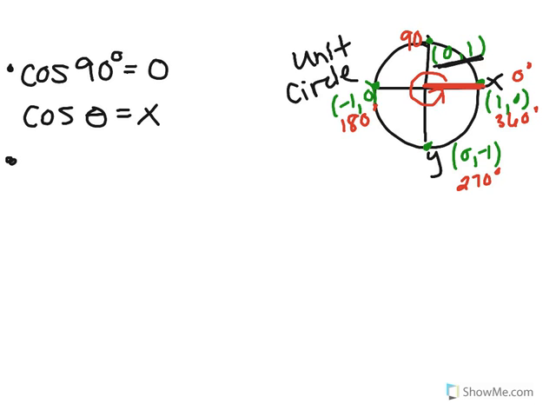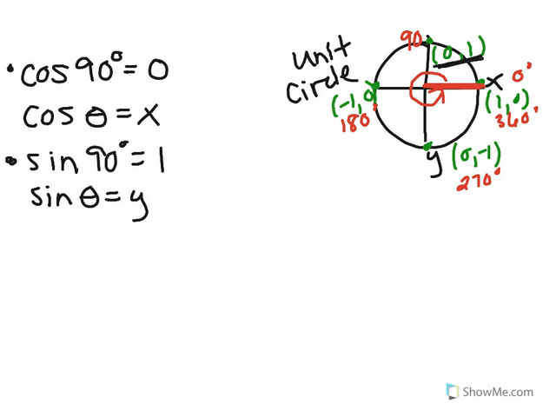So then how would I do the sine of 90 degrees? And the rule, again, for sine is the sine of any degree measure is equal to the y value. So we're still looking at that same coordinate, and the y coordinate of that point is 1, so the sine of 90 degrees is equal to 1.